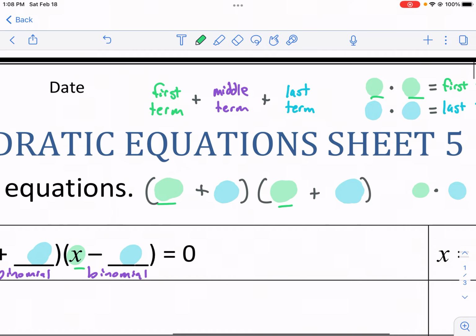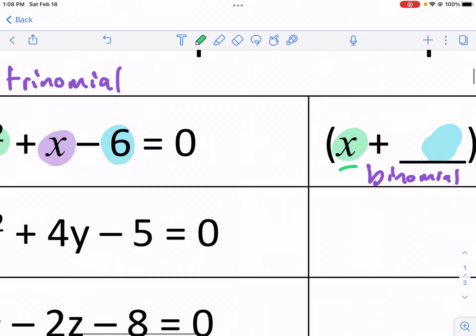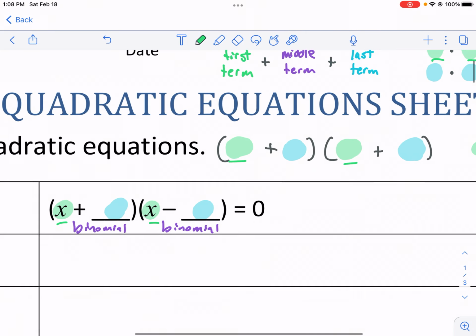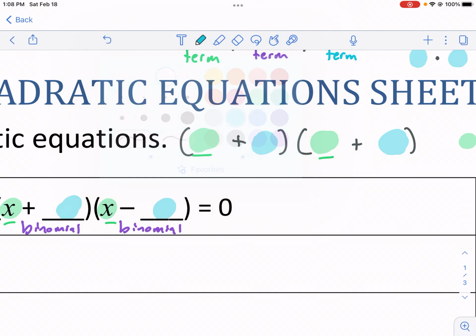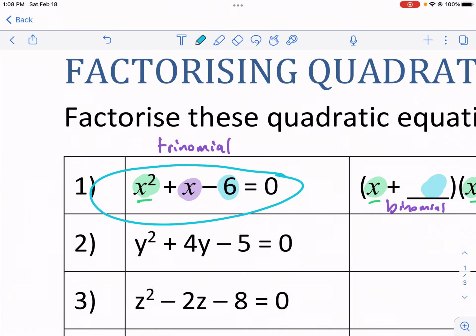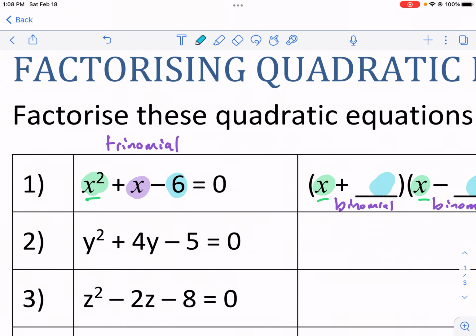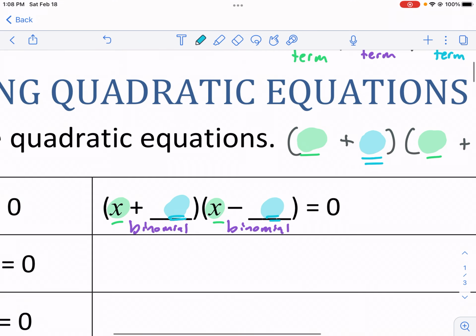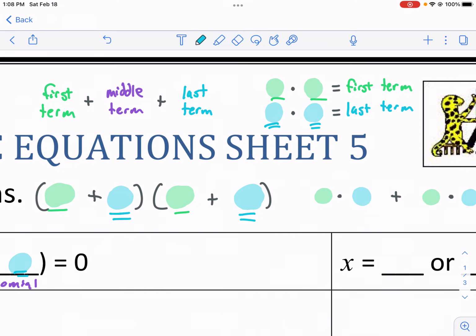Now, for the last term in the trinomial, in this case, it's minus 6 for number 1. We're going to multiply the numbers in the second slot in the parentheses for the binomial. So if we're trying to go from a trinomial, what two binomials multiply together to get us x squared plus x minus 6? Now we're looking at the second slot in the binomial. Those two things, right here and right here, need to multiply together to give me negative 6. So that will give me my last term.